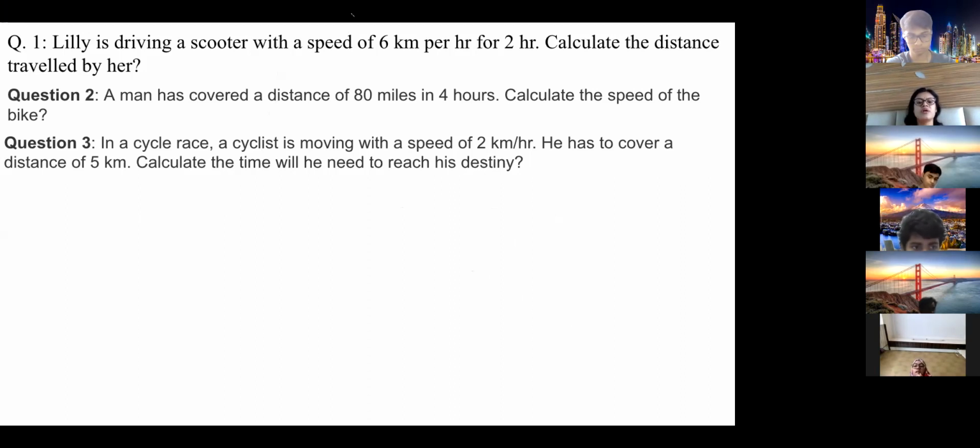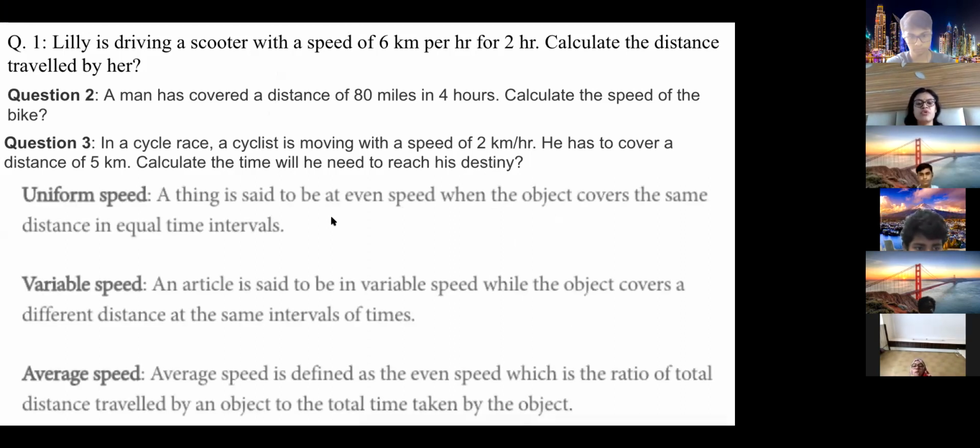Okay. Now, this is about speed we are doing. Speed can be uniform speed. So we just now did uniform speed questions. This formula can be used only when the speed is uniform. You cannot use it for variable speed. Variable means when the speed varies with time. Average speed is used when different speeds are taking place. It is given by total distance covered upon total time. Okay, I'll give you the formula.